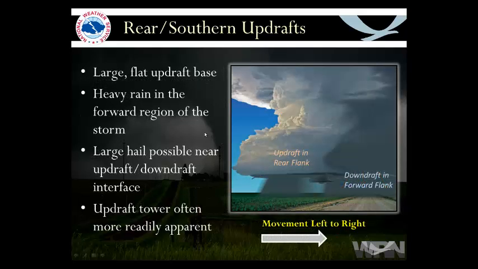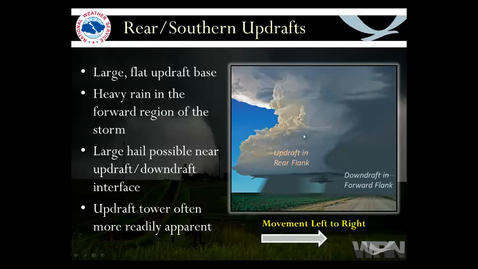Taking another look at these storms, again, these updrafts are in the rear or often southern flank of the storm. The updraft has a large flat base. There's heavy rain in the forward part of the storm, the forward flank, and large hail is possible between the updraft and downdraft interface. The updraft tower is often more readily apparent due to this strong cumuliform or cauliflower appearance. So again, the movement of this storm is from left to right.